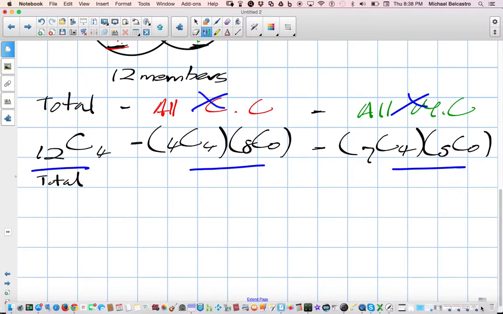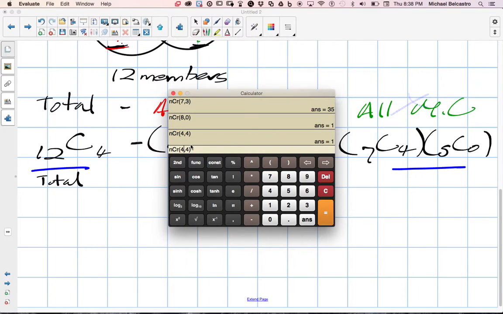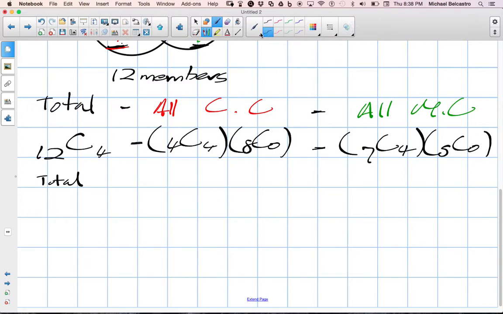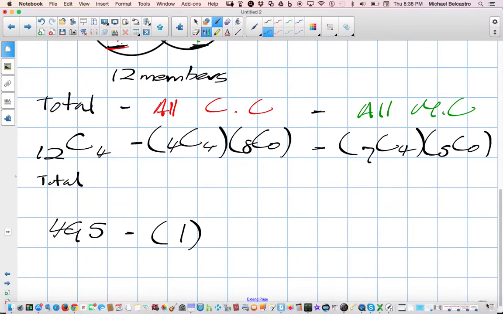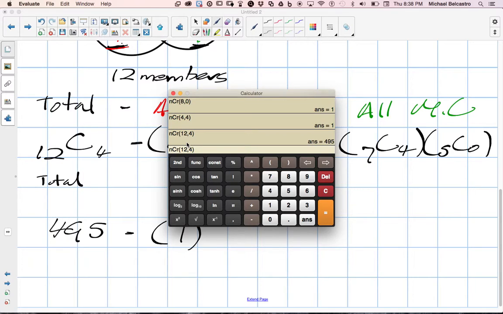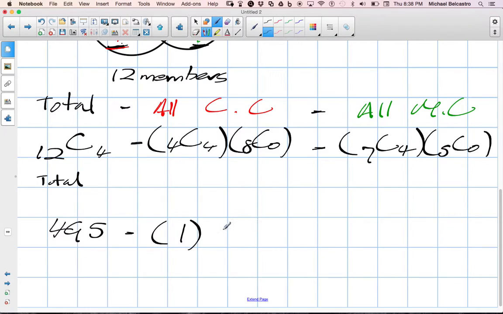So 12 choose 4 is our first one. That gives us 495 options. So there are 495 ways to choose 4 people out of a group of 12. 4 choose 4 is 1, and 8 choose 0 is 1. So essentially we're subtracting the number 1 here. 1 times 1 is 1. Okay? And in the other situation, we have 7 choose 4, which is 35. So we're going to subtract 35, and 5 choose 0 is just 1.